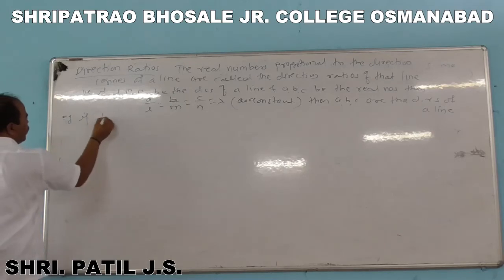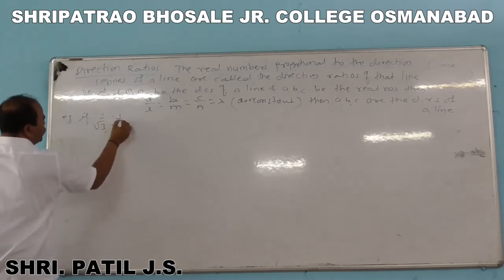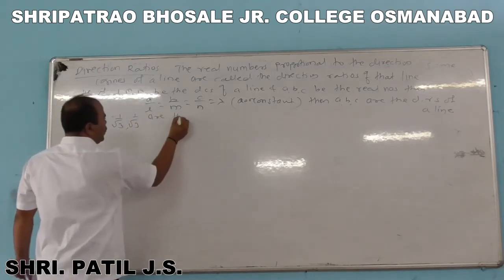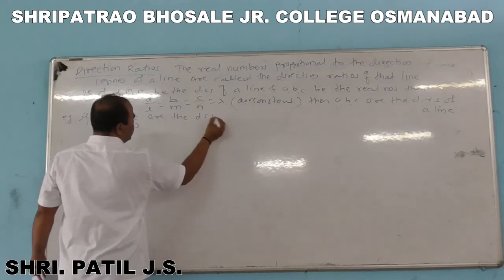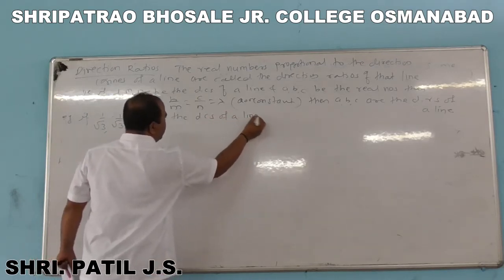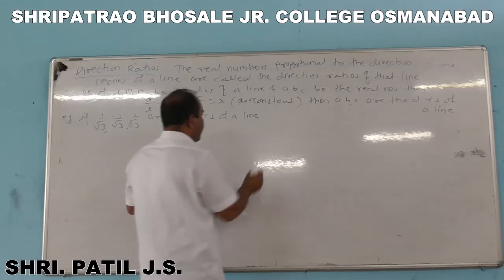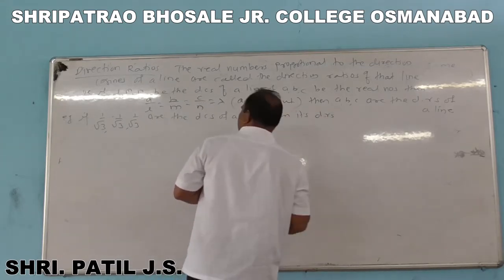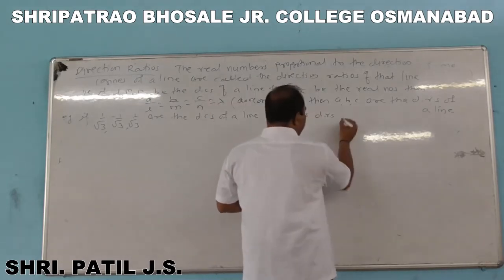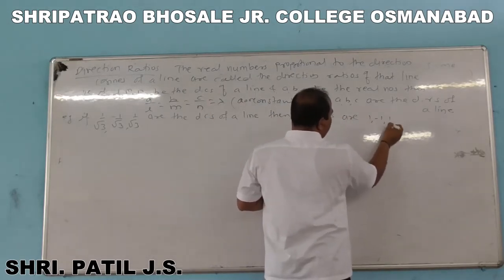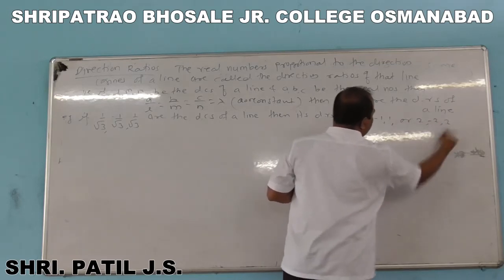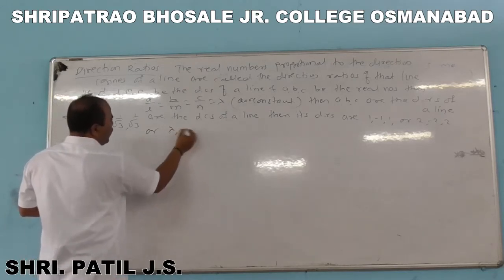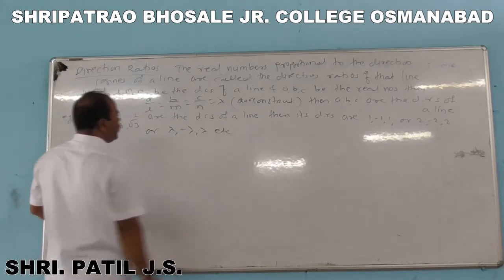Example: if 1 upon root 3, minus 1 upon root 3, 1 upon root 3 are the direction cosines of a line, then its direction ratios are 1, minus 1, 1, or 2, minus 2, 2, or lambda, minus lambda, lambda.